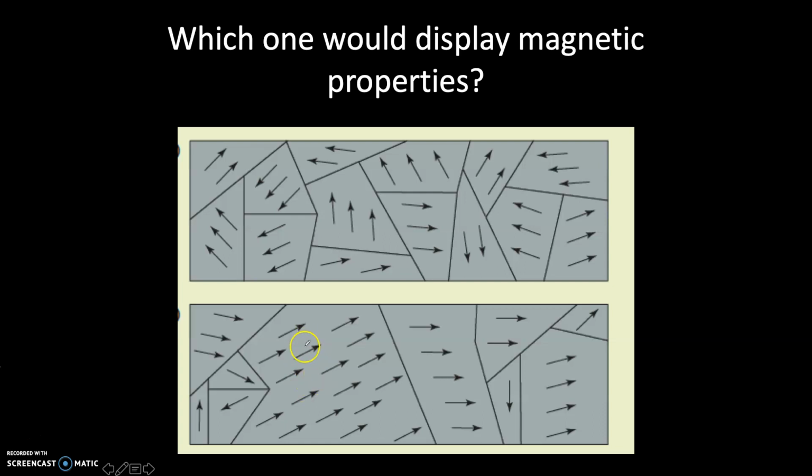If you said the bottom one, you would be correct. You'll notice that these domains are more lined up than these domains. Because these domains are all scrambled, you're not going to produce a magnetic field or a magnetic force in this substance. But this one here, most of them are lined up to face mostly the same direction. So this substance, this ferromagnetic substance, could potentially produce a magnetic field and become magnetic.